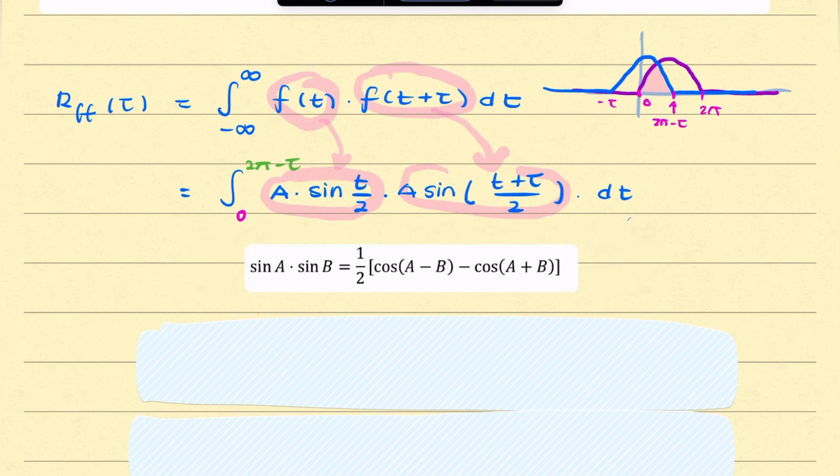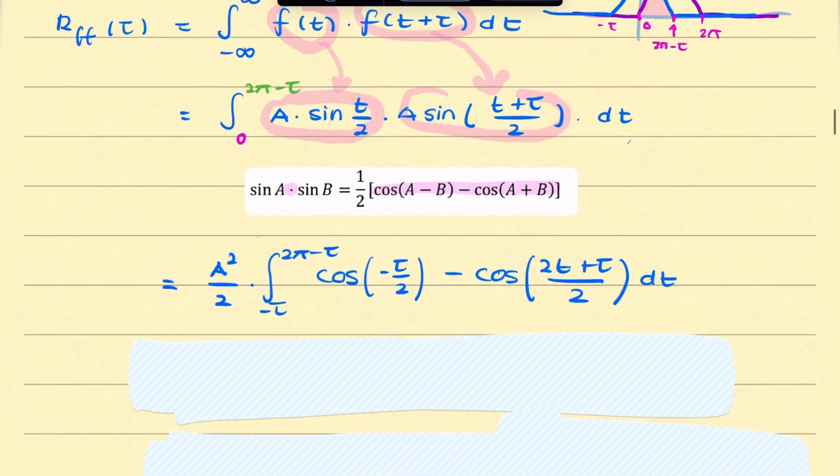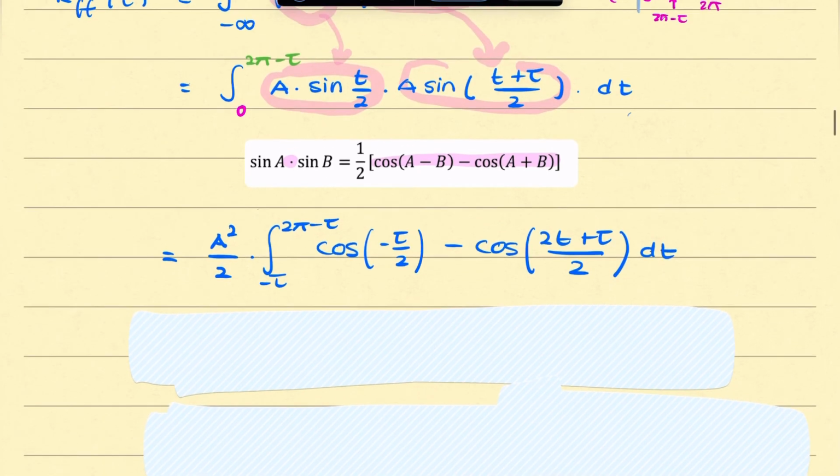So again, we're going to use the identity. When you have a product of two sines, then it's half the difference of two cosines, where one is the difference of the two and one is the sum of the two arguments. So the difference, t over 2 minus t plus tau over 2, is simply that, and the sum is that.